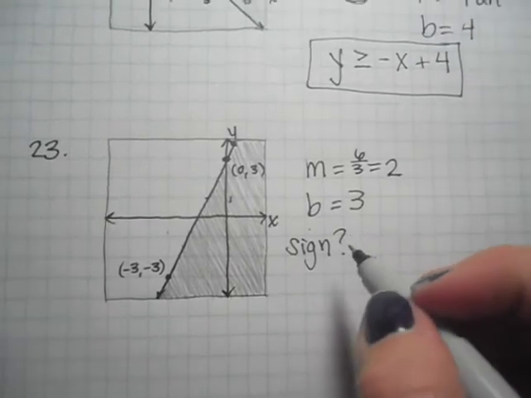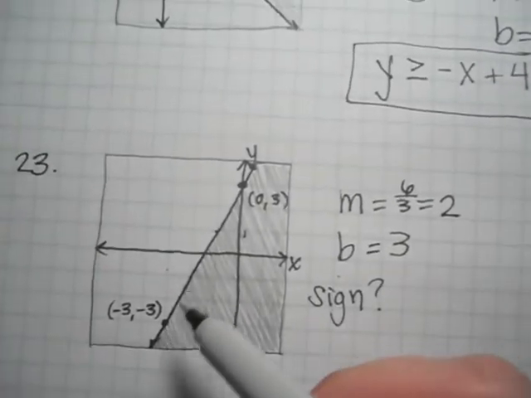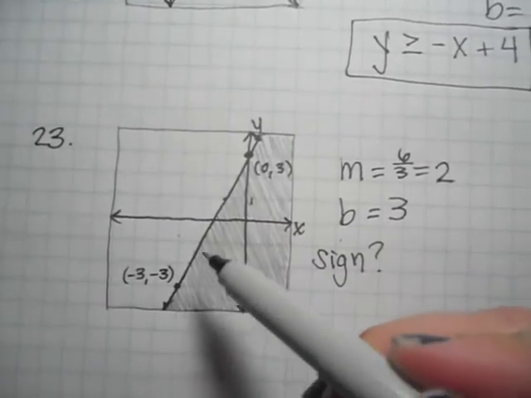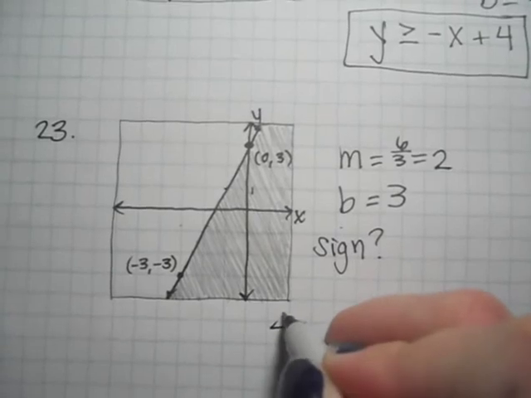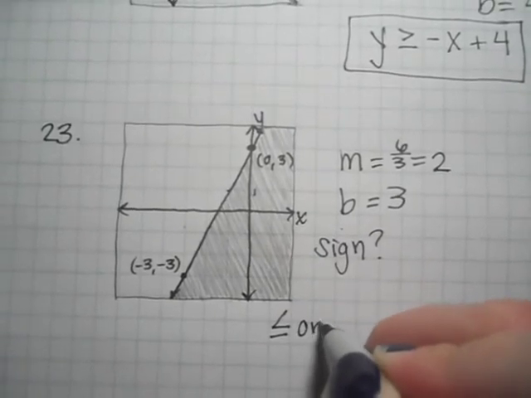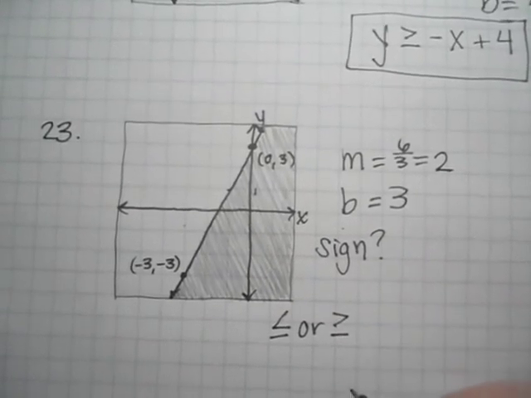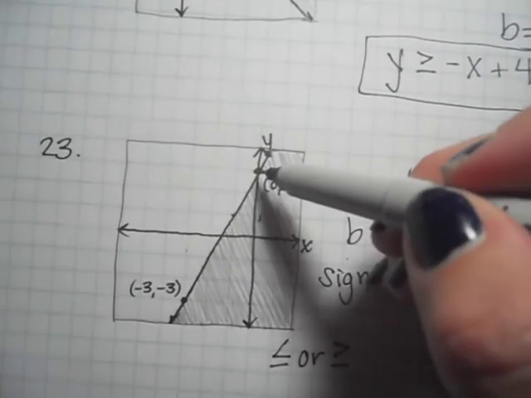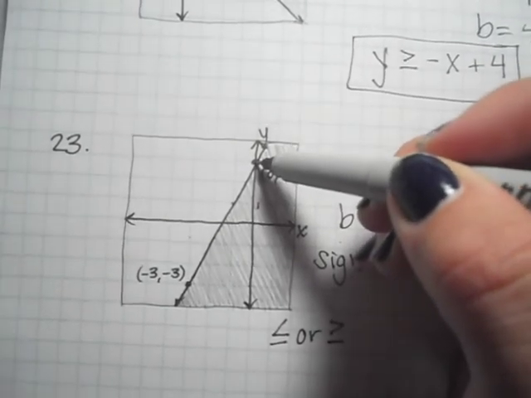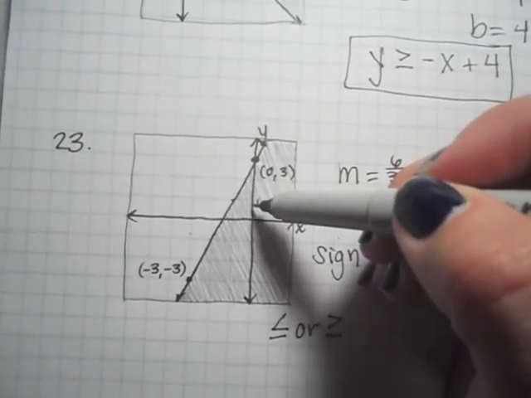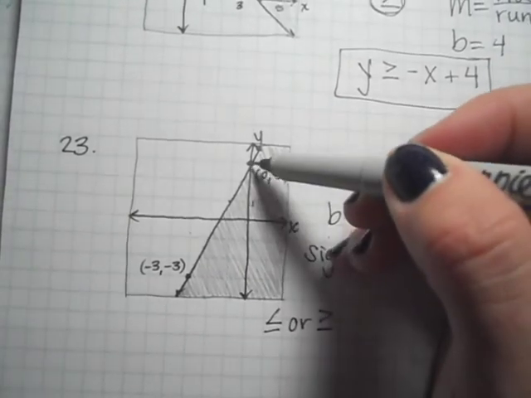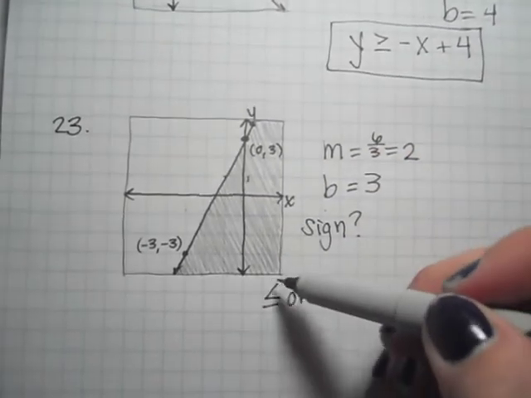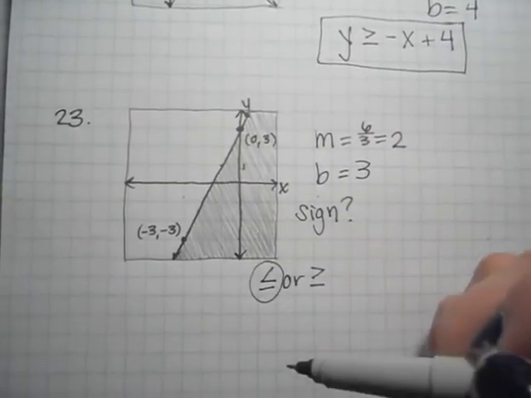Okay, so our sign here, we know it's going to be something that's equal to because it is a solid line. So we know that we've either got less than or equal to or greater than or equal to. So let's decide if it's less than or greater than. So put your pen on a point and go towards the shaded region. Okay, well, shaded region is below. We had to go down. So that's less than. And this is the symbol we will use.